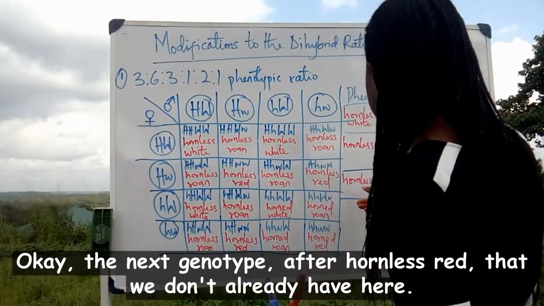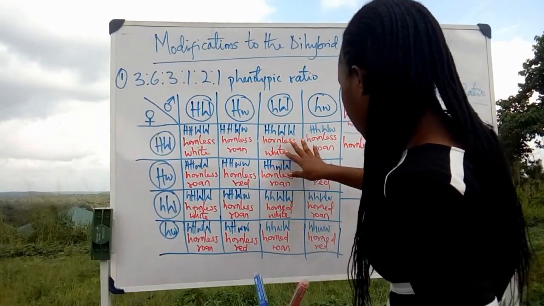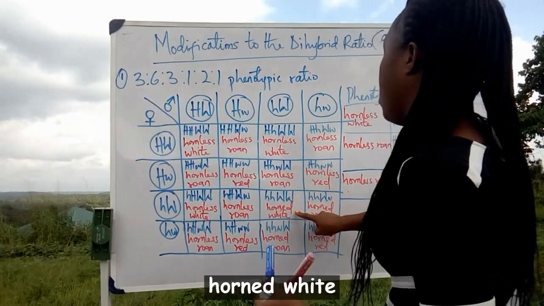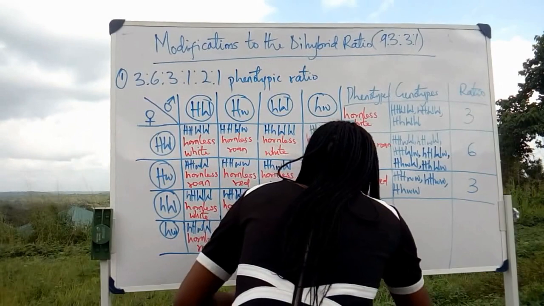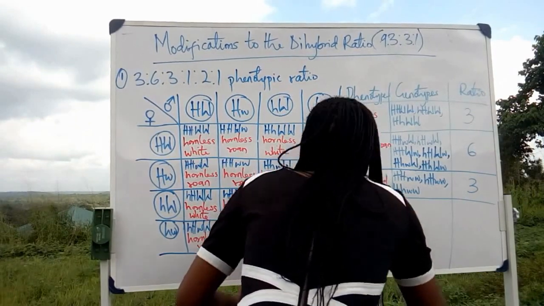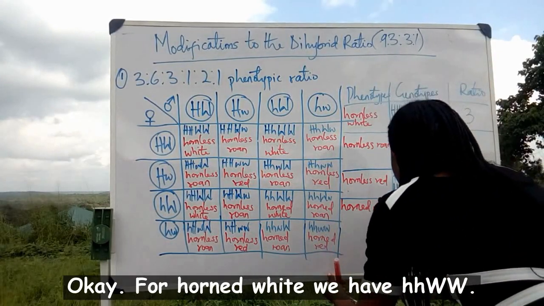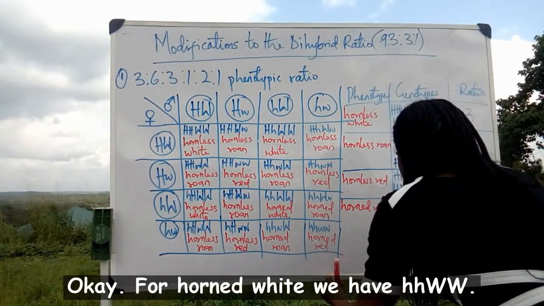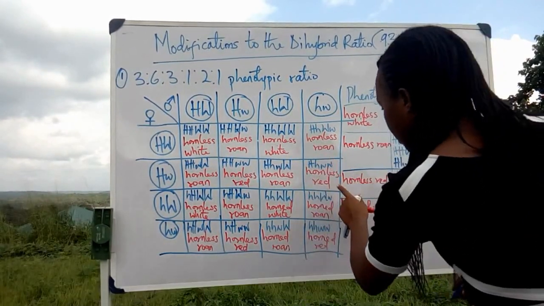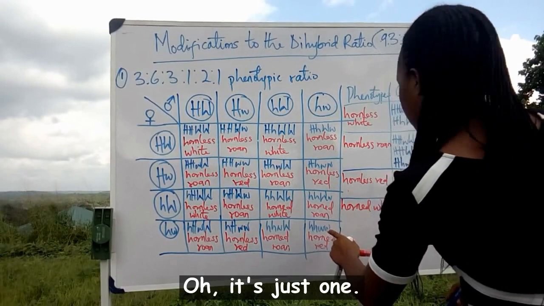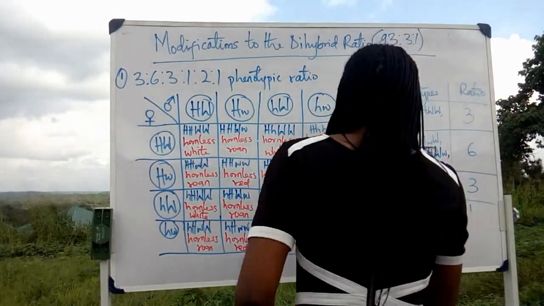Okay, the next genotype after hornless red that we don't already have here, horned white. Okay, horned white, we have small h, big W, big W. Horned white. Oh, it's just one, so write 1 for it.